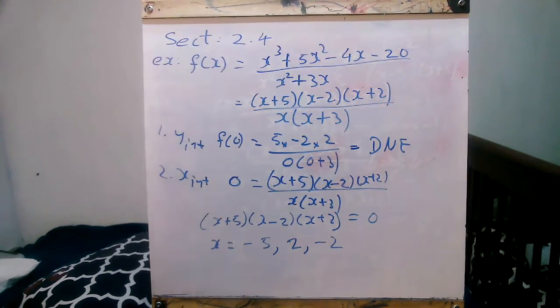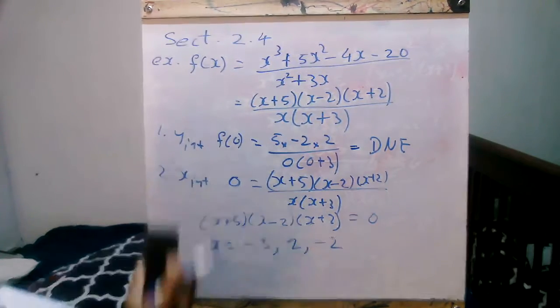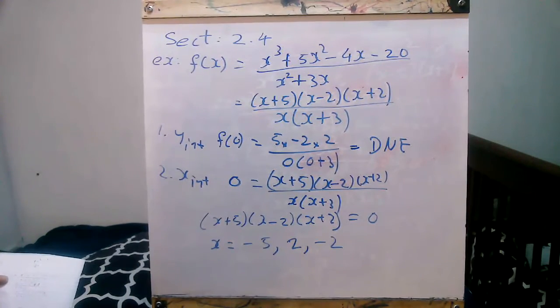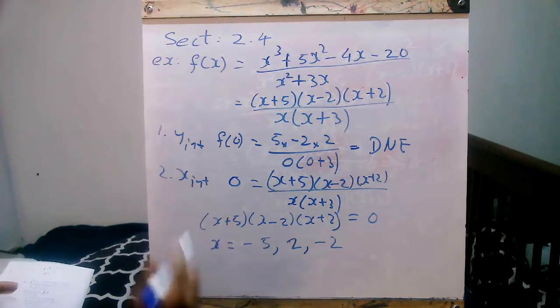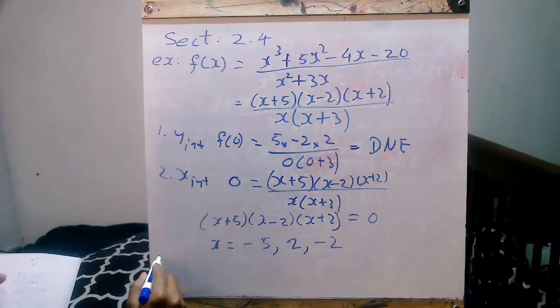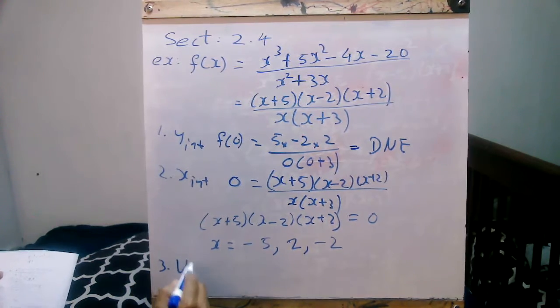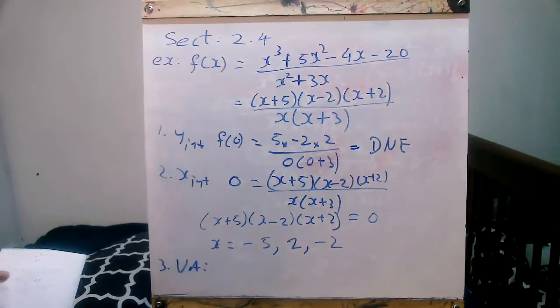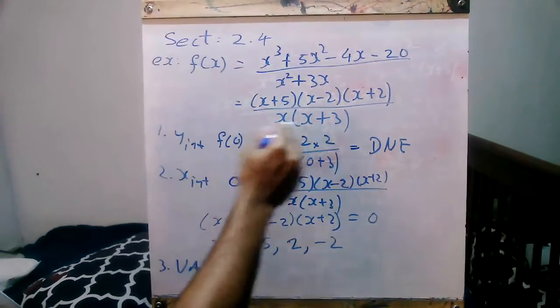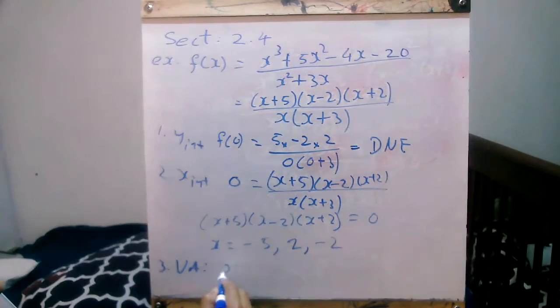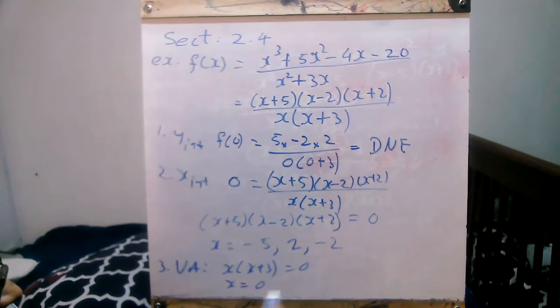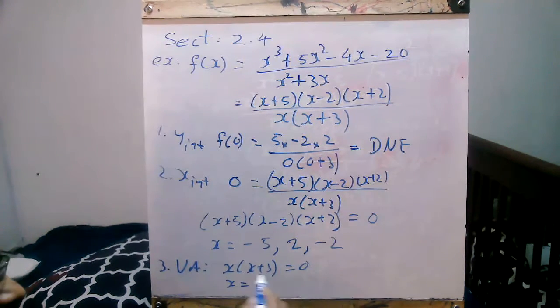So I'm gonna erase this part to get some space. We can find the vertical asymptote for number 3. For the vertical asymptote, we set the denominator to 0: x times (x plus 3) equals 0. This gives us x equals 0, which means the y-axis, and x plus 3 equals 0. This gives us x equals negative 3.